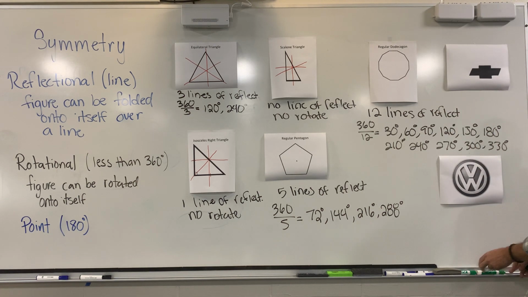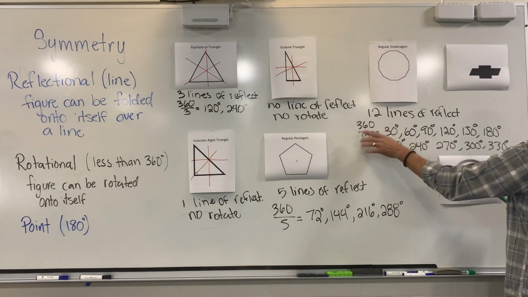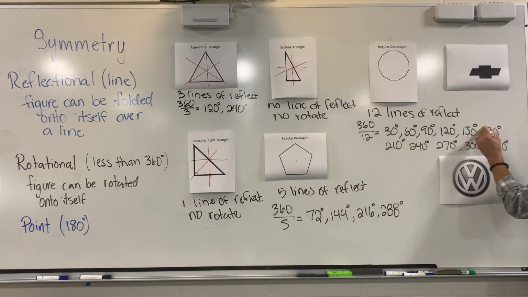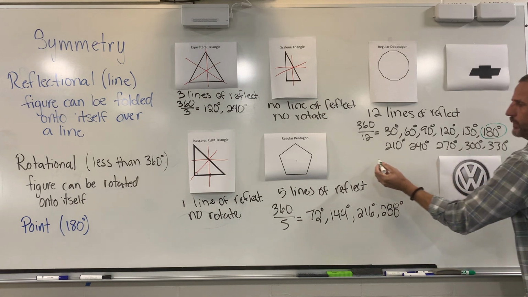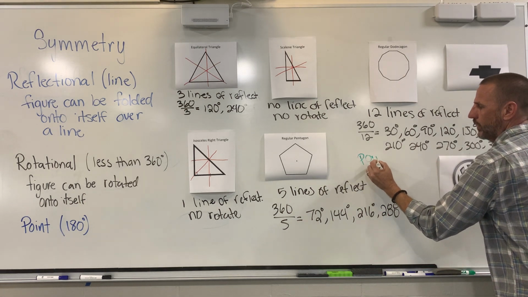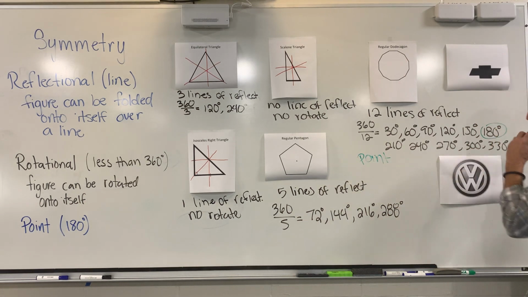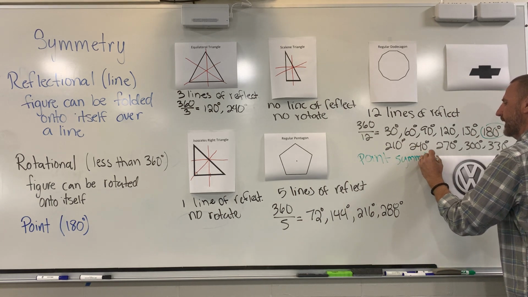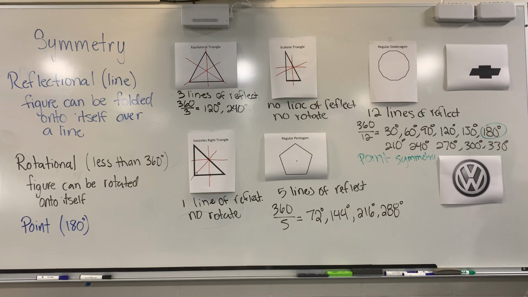Now, this has 12 lines of reflection, all these angles of rotation, and because one of its rotations is 180, we say this has what you call point symmetry. On top of having line and rotational, it has point symmetry.